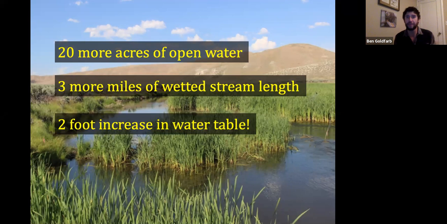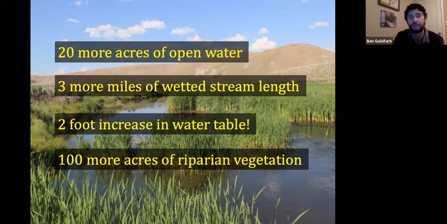Another fabulous thing they did was they added 2 feet to the water table. So when you look at a beaver pond, there's all of this visible surface water you can see. But what you don't see is the weight of that pond forcing water into the ground, raising the water table, hydrating the soil, recharging aquifers, and basically sub-irrigating these vast valleys. There's all kinds of groundwater storage happening in beaver complexes that you can't see.